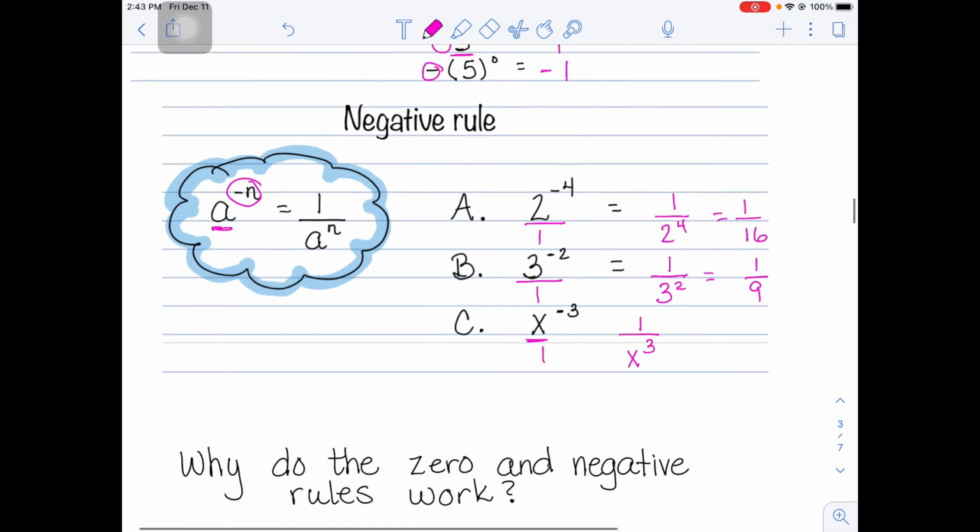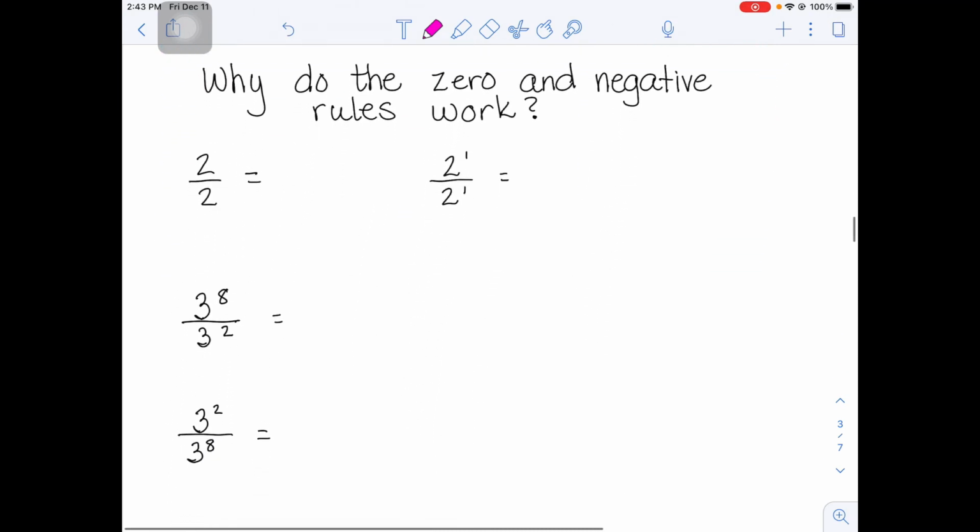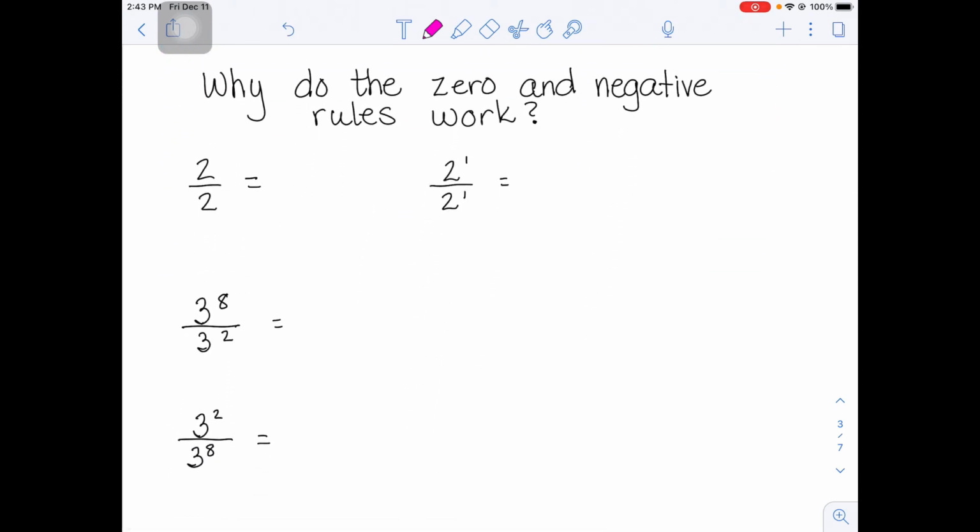So let's talk about why these rules work. Well, think about why 2 divided by 2. 2 divided by 2 is 1. Okay? Now, we know that there's a little exponent of 1 right there.